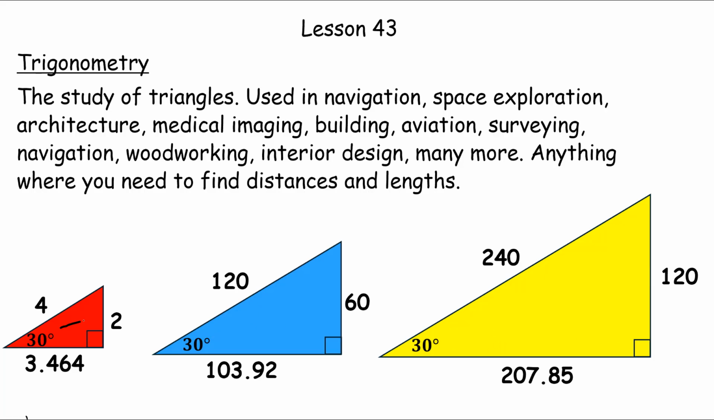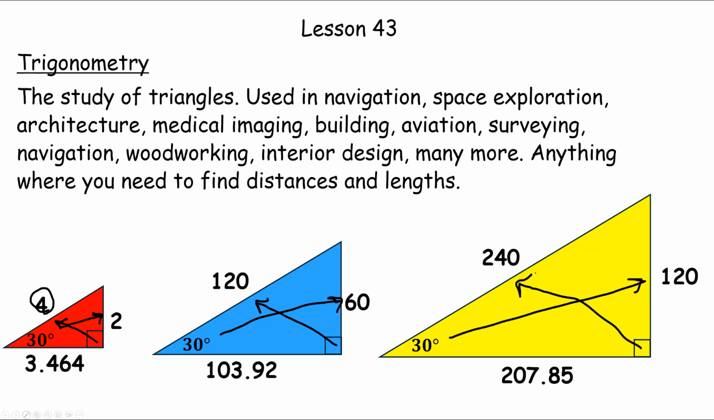You can see that the side opposite 30 degrees is 2. Here, the side opposite 30 degrees is 60, and here, the side opposite 30 degrees is 120. The hypotenuse on this first triangle, which is always the side across from the right angle, is 4. The hypotenuse on this triangle is 120. The hypotenuse on this triangle is 240.